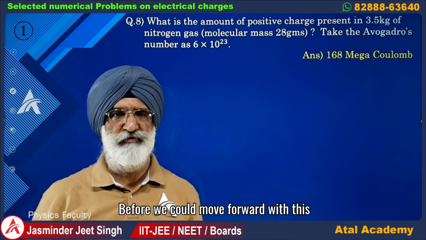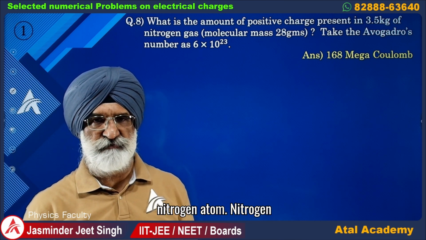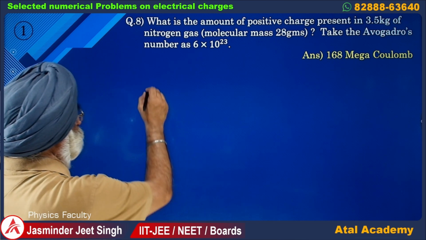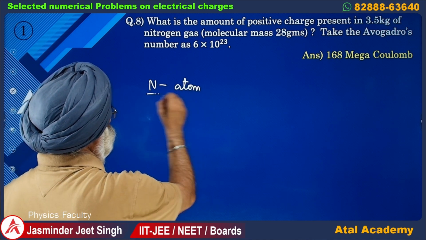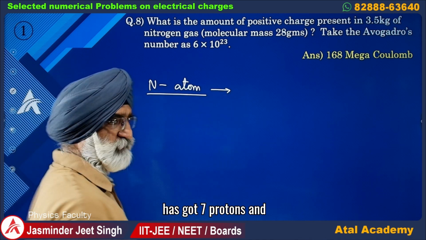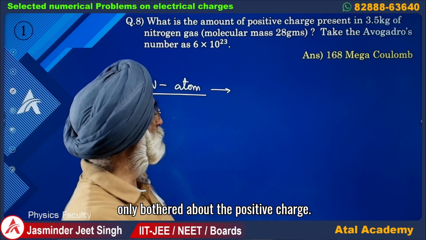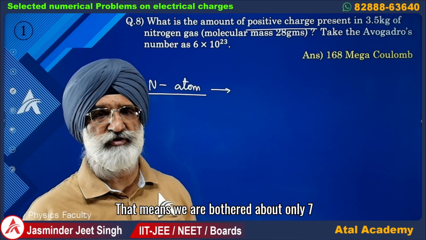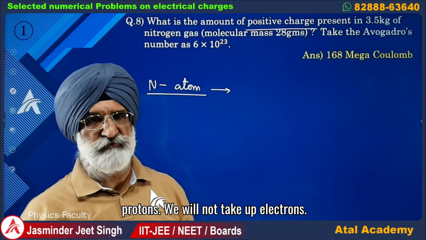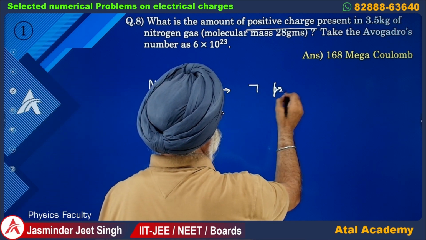Before we could move forward with this numerical, we should know about the nitrogen atom. A nitrogen atom has 7 protons and 7 electrons. We are only bothered about the positive charge, which means only the 7 protons. We will not take up electrons. Now there are 7 protons.